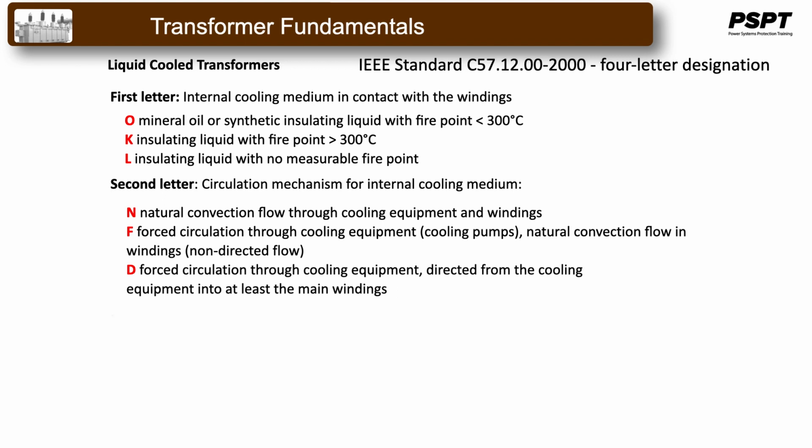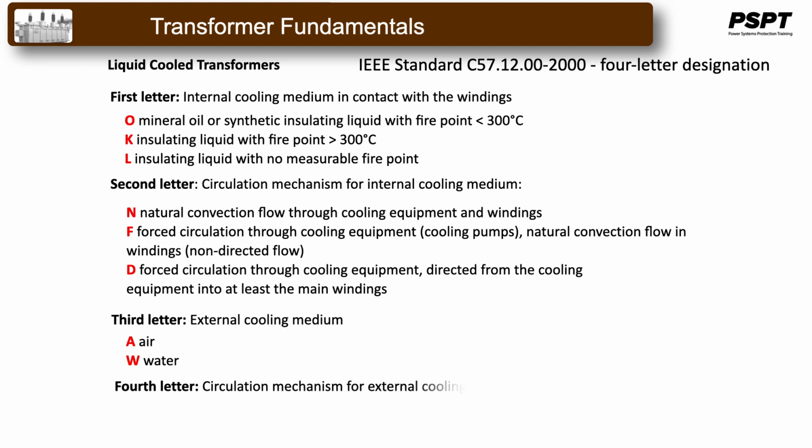The third letter describes the external cooling medium. A for air, W for water. The fourth letter stands for the circulation mechanism for external cooling medium. N for natural convection, F for forced circulation, such as fans and pumps.